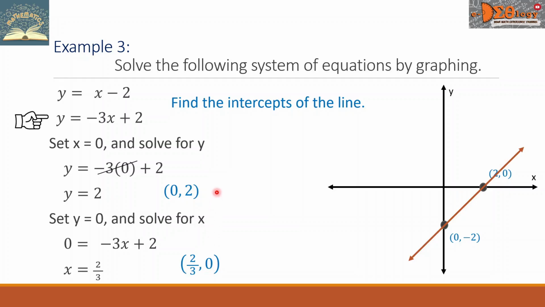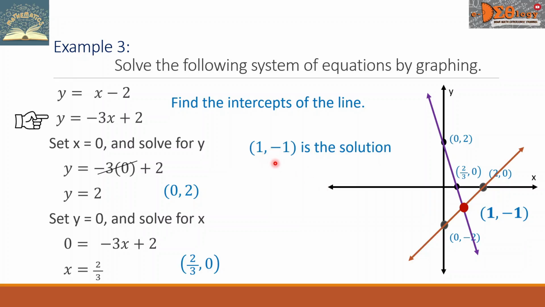Let us now plot the 2 points. This (0, 2) is here, and the (2/3, 0) is here. Connecting the 2 points by a line, we have now this second line for the second equation. Take note that the point of intersection is here, that corresponds to the point (1, negative 1). So we say that this (1, negative 1) is the solution.